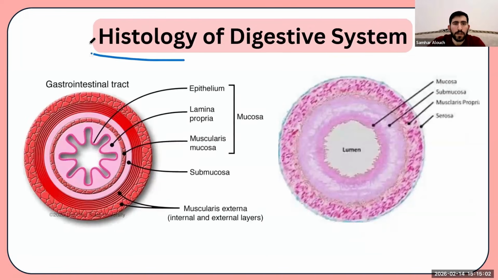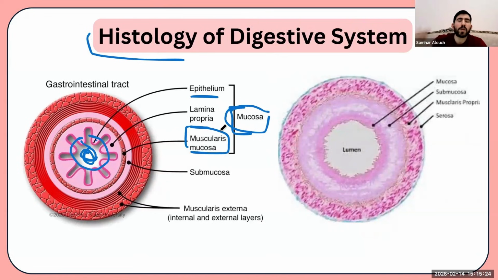Now for the histology of the digestive system. All the organs of the digestive system are made of four layers. The first layer is the mucosa. The mucosa is the most superficial layer if we consider the lumen as the center. The mucosa has the epithelium, lamina propria, and muscularis mucosa. The muscularis mucosa is a weak muscular layer. It's not a true muscular layer, just some muscles.